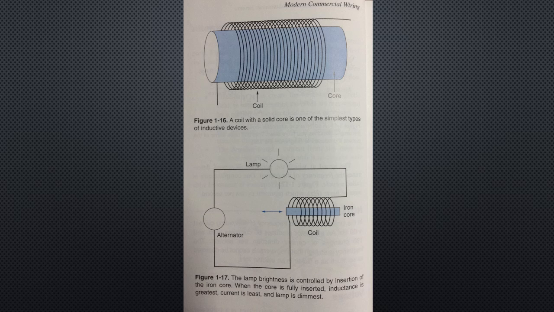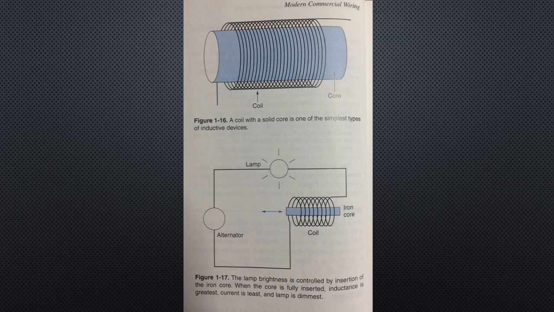An inductance of 1 henry is present if 1 volt is applied to an inductor and the current flow increases at a rate of 1 ampere per second. Again, an inductance of 1 henry is present if 1 volt is applied to an inductor and the current flow increases at a rate of 1 ampere per second.